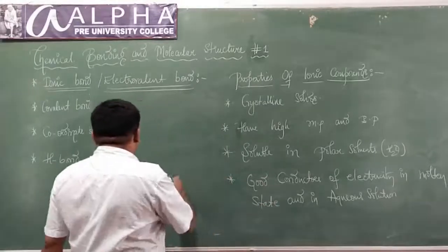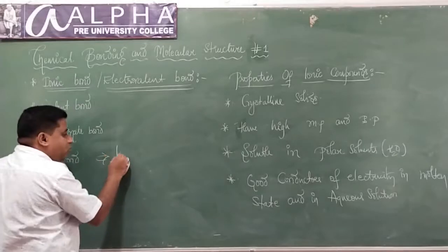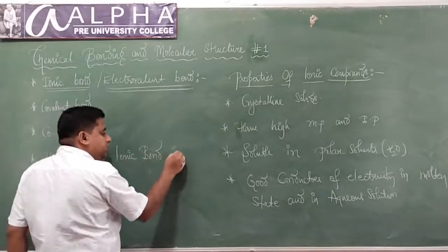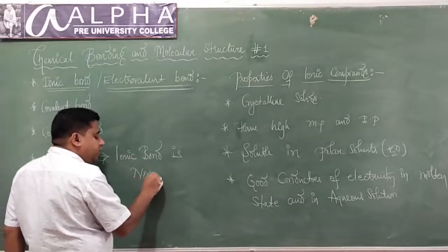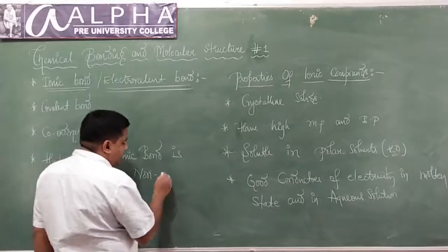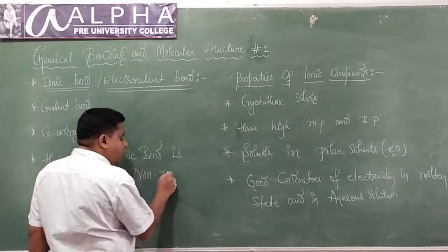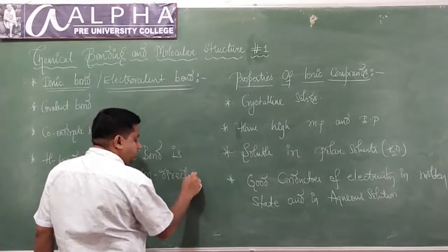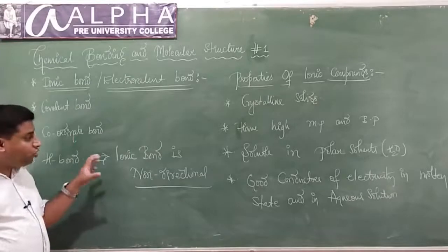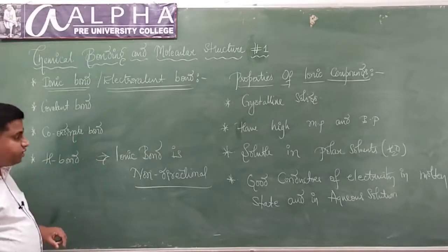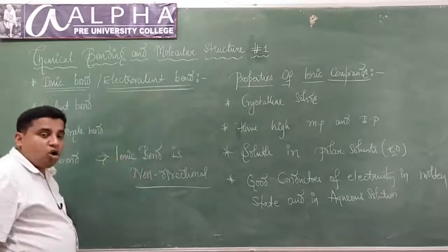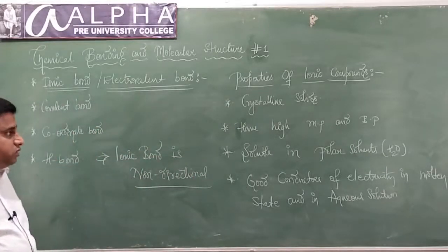And one more thing to be remembered here: ionic bond is non-directional. Don't worry, I'll explain what is non-directional in the upcoming discussion. Ionic bond is what? Non-directional. Understand this point. Is that simple? So these are a few characteristic features of ionic bond and ionic compounds.